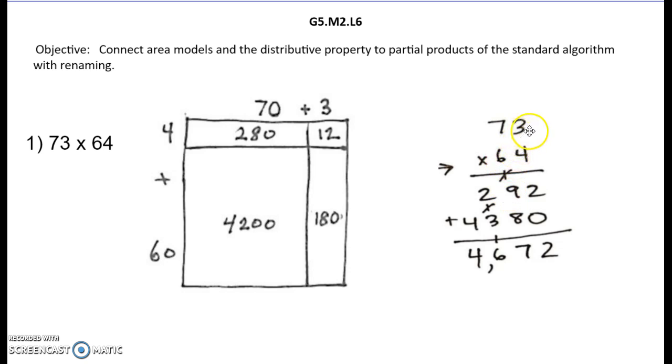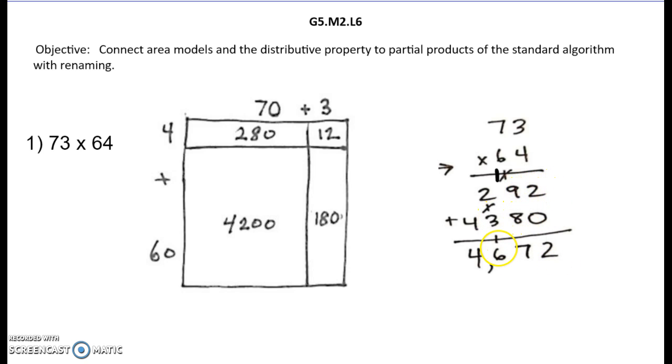Continuing, we have 6 tens times 3 ones equals 18 tens. So we're going to go ahead and put down our 8 tens and regroup our 10. And then we have 6 tens times 7 tens equals 42 hundreds, plus the one we regrouped gives us 43 hundreds.